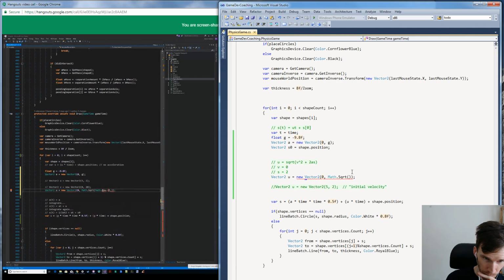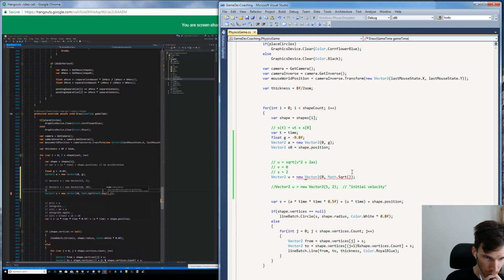I mean, this is not 2, so this will be v, which is 0. No, this is 0, but root of 0. Why isn't it like that? Oh, because it's a double or a float. I mean, you're not wrong here.